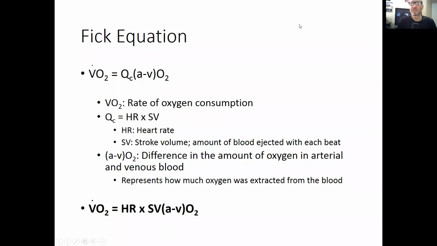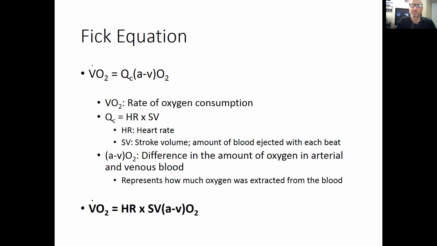Let's talk about the Fick equation. A good question to ask is, why do we measure heart rate during exercise? And the answer to that question can be explained by using the Fick equation, also known as the Fick principle. The Fick equation is listed here.